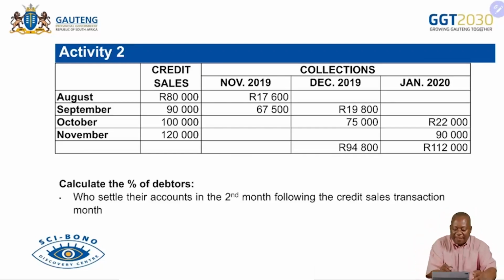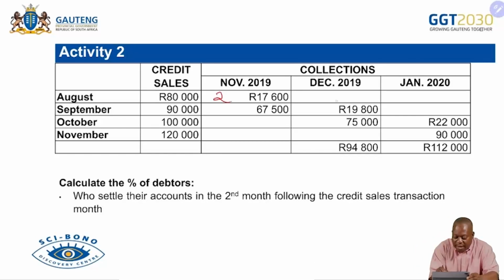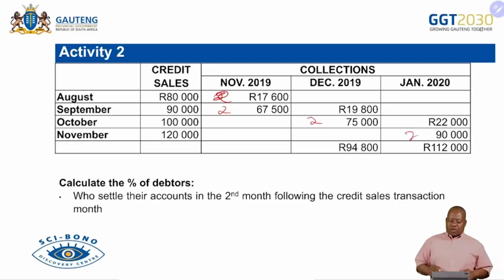And remember, the second month is always, remember when we are in October, we are in September, right? September is the first month, followed by October, followed by November. So it therefore means this becomes the second month, because from September, this becomes the second month. This becomes the second month. This becomes the second month. So we can use any of those months to be able to do it.